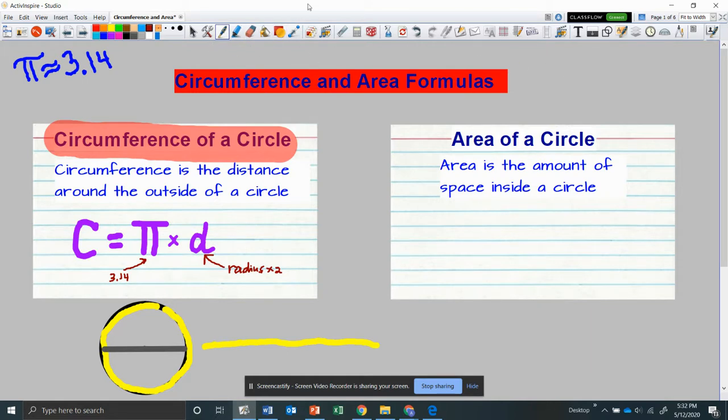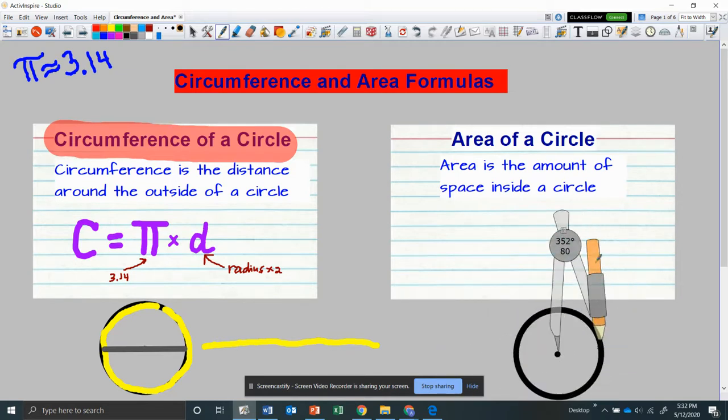When I look at a circle and I'm looking at area, I'm not looking at the distance around the outside. I'm looking at how much space is inside. So I'm going to draw my little circle here, and I'm going to fill my circle. And while I'm doing this, you can be filling out your card.